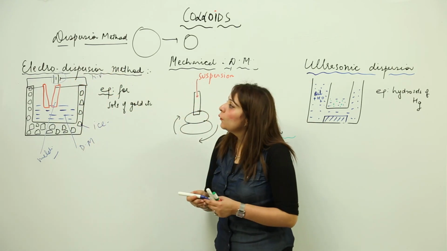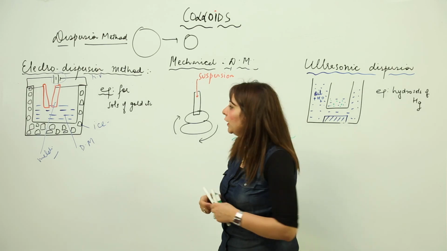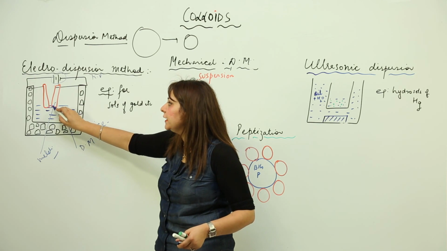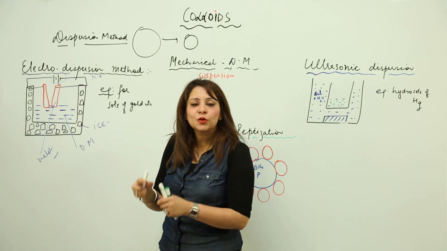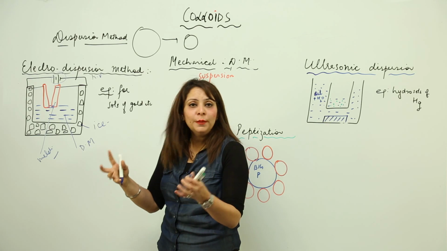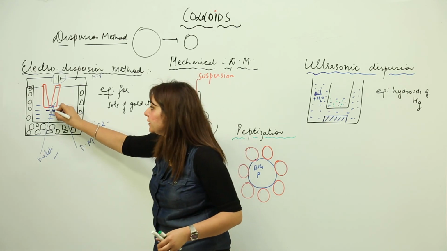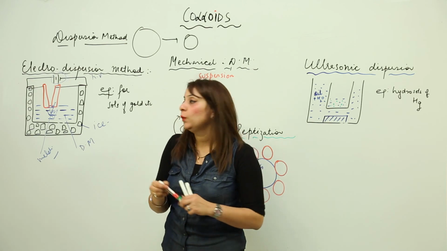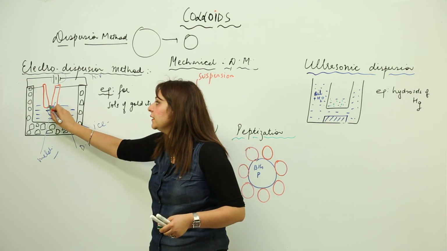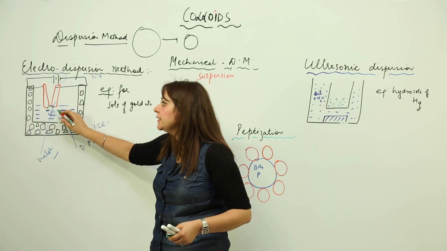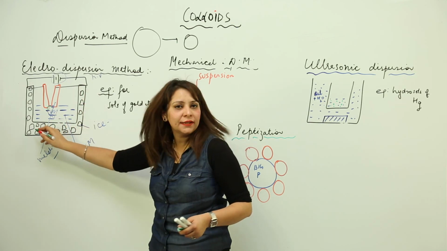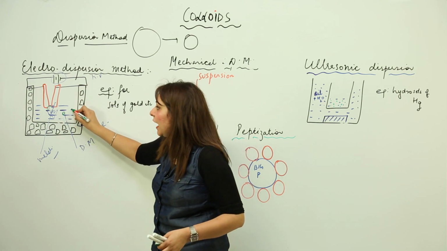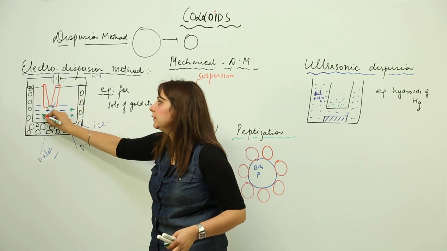So what happens when high voltage is applied? This metal shifts a little towards the other metal and strikes it, and when two metal electrodes strike each other, there is a spark. Due to that spark, the metals vaporize, and as they form vapors, the ice bath condenses them, and as a result they form colloidal particles.